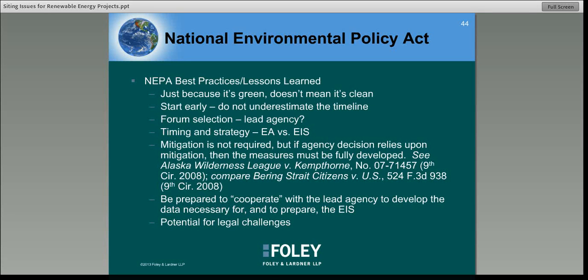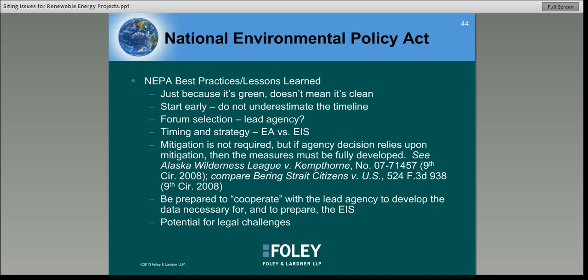Okay, so quickly, I just wanted to go through some best practices or lessons learned about NEPA. The first is something we hear a lot in the renewables industry, and that's just because it's green doesn't mean it's clean. You've probably heard that before, and basically it just means that just because renewables are a great alternative to traditional fossil fuel sources for energy, it doesn't mean they're clean. It doesn't mean that they aren't going to have some environmental impacts to wetlands, as Dottie talked about, or to species, as I'm about to talk about. So the NEPA process will evaluate that.